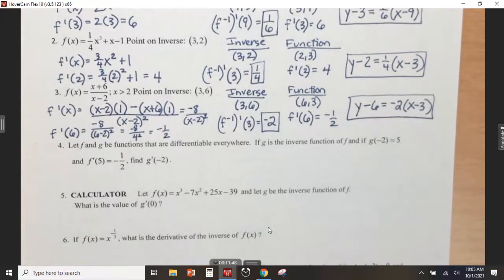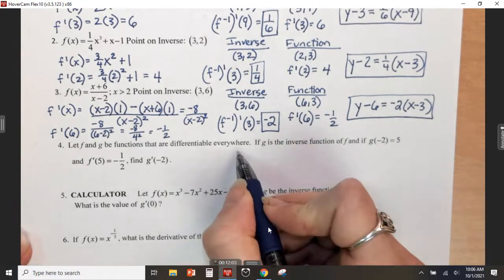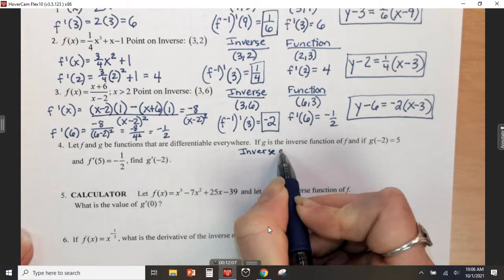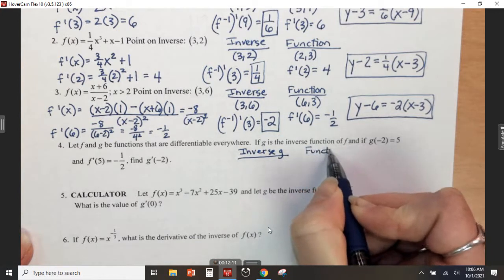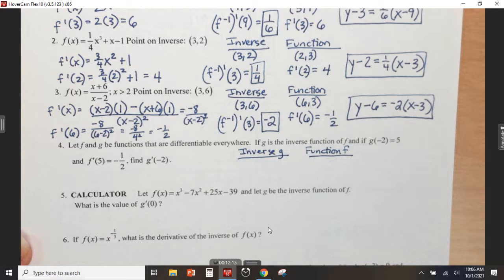All right. Now let's get into some that don't even give you a function. Number 4, let f and g be functions that are differentiable everywhere. If g is the inverse function of f, all right, I'm going to write this down. Inverse has a name. It's g. And the original function has the name f. That way I'll remember which is which. Okay?